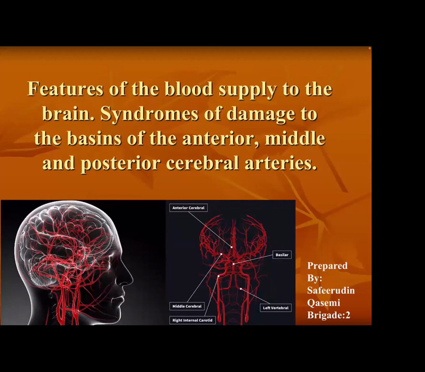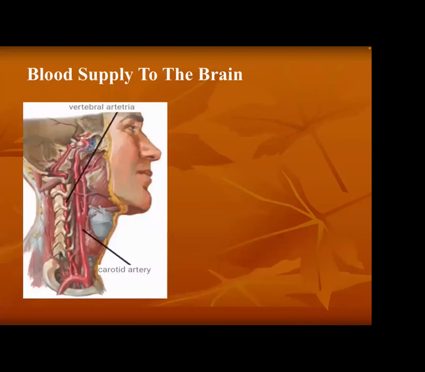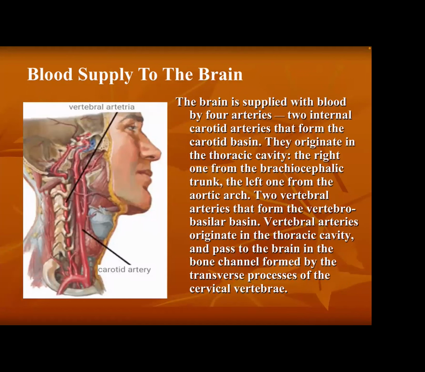So today my topic is features of the blood supply to the brain, and syndromes of damage to the basins of the anterior, middle, and posterior cerebral arteries. So, blood supply to the brain. The brain is supplied with blood by four arteries: two internal carotid arteries that form the carotid basin.